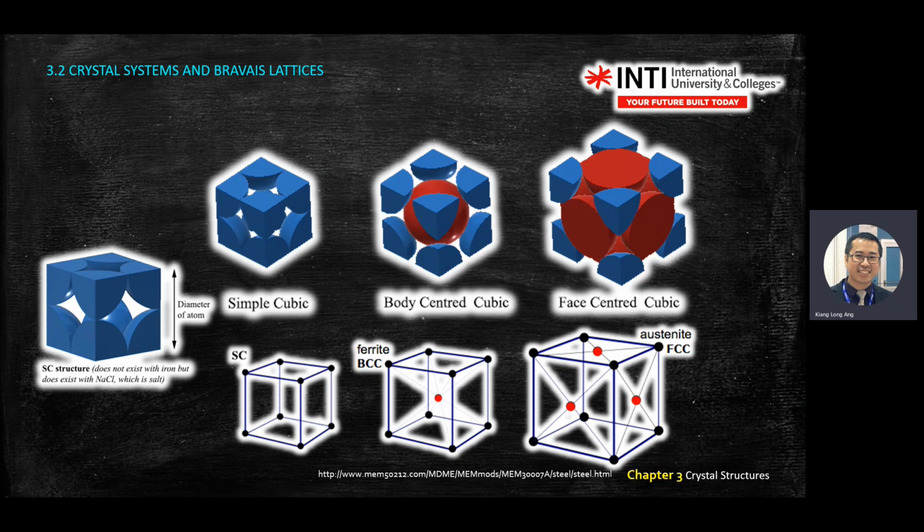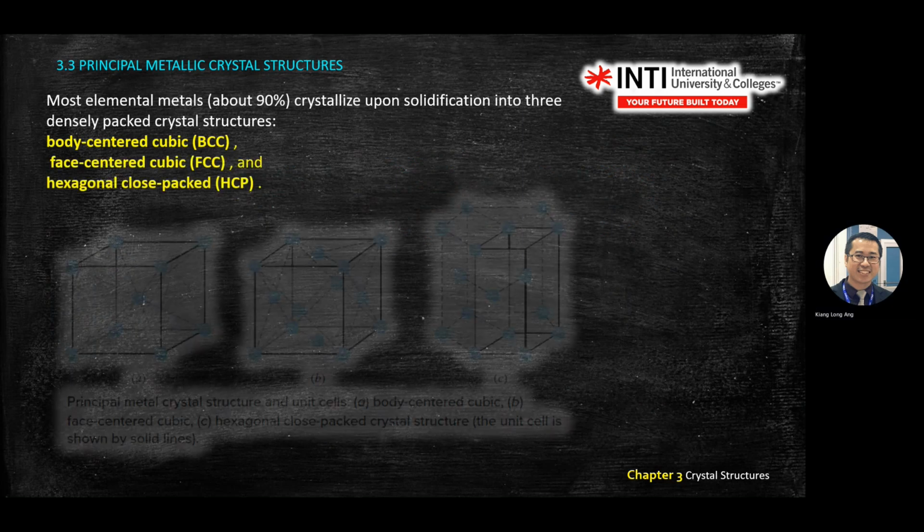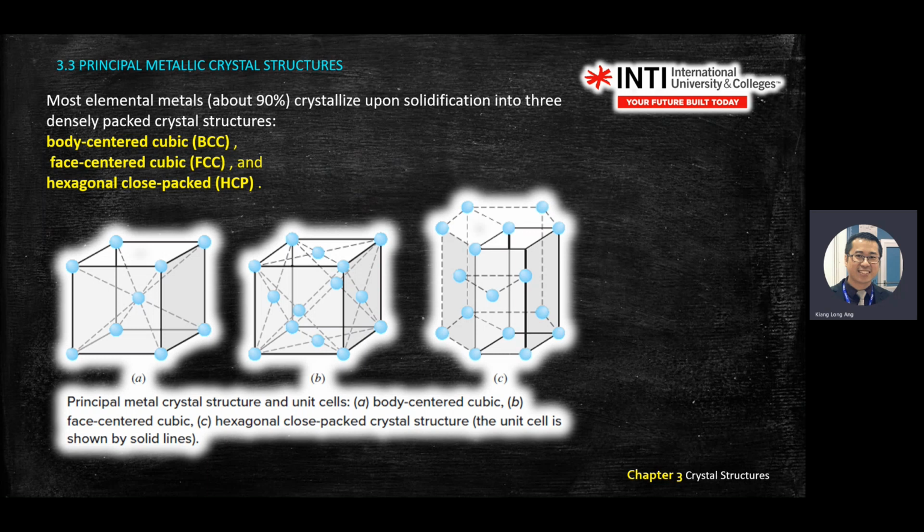Okay, an example of a simple cubic is your salt, NaCl. Then BCC and FCC are metals. There's also a table to refer to, showing what type of metal has what type of crystal structure. First, we will learn these three. These three are the main component in your assessment.